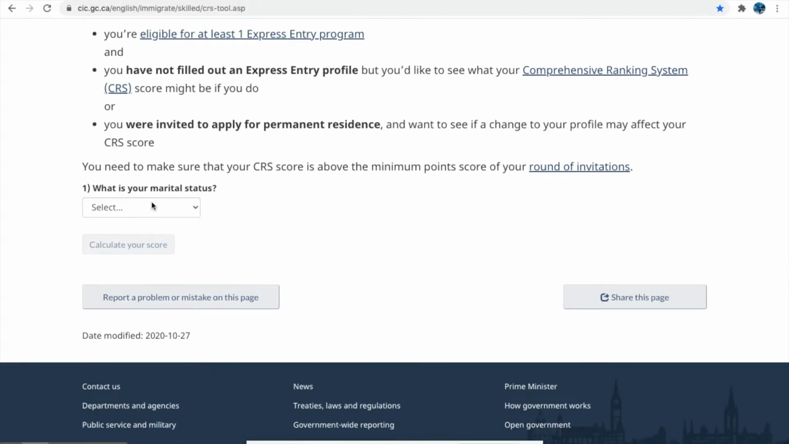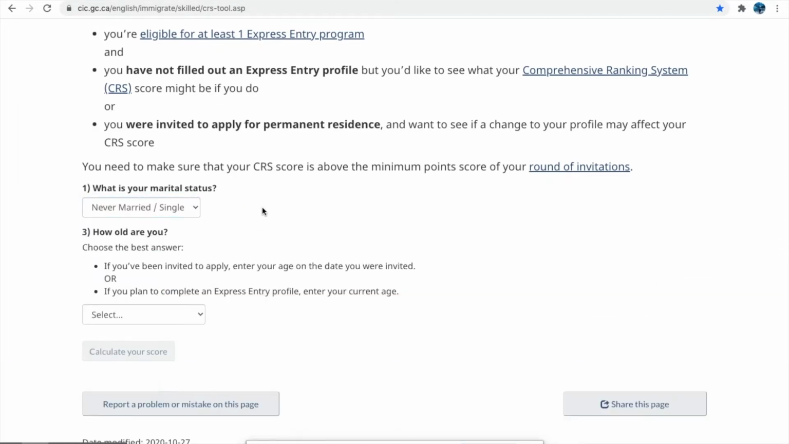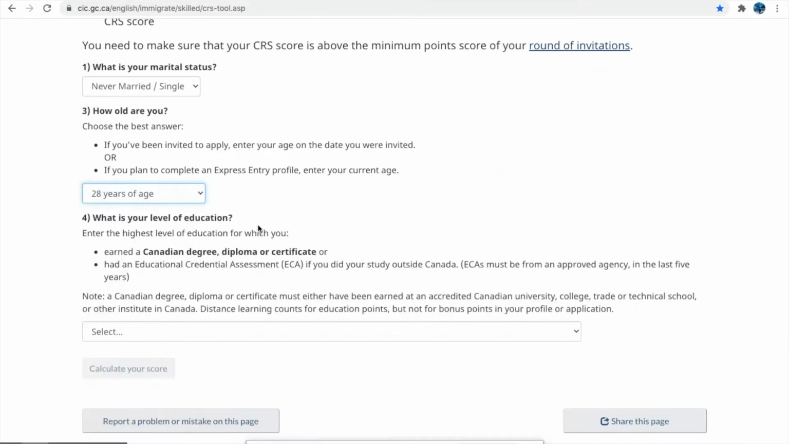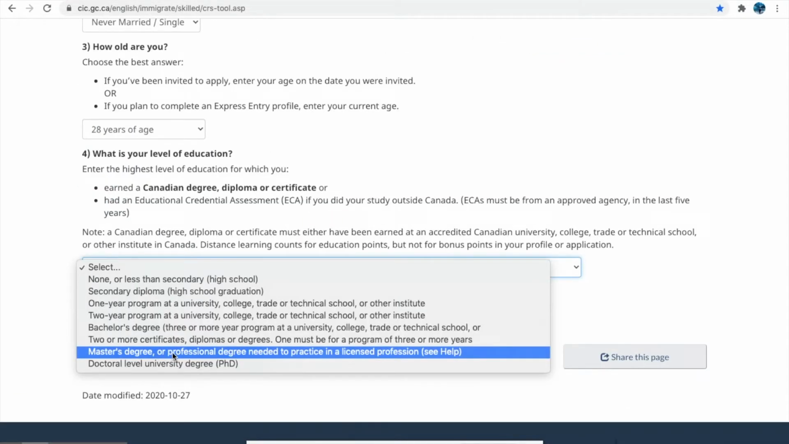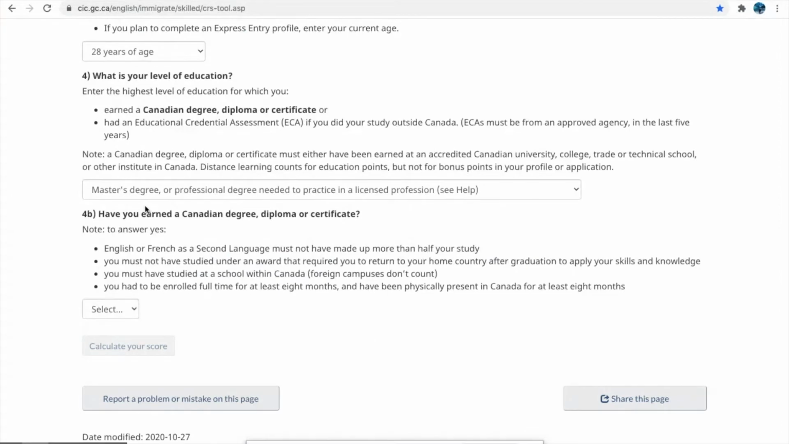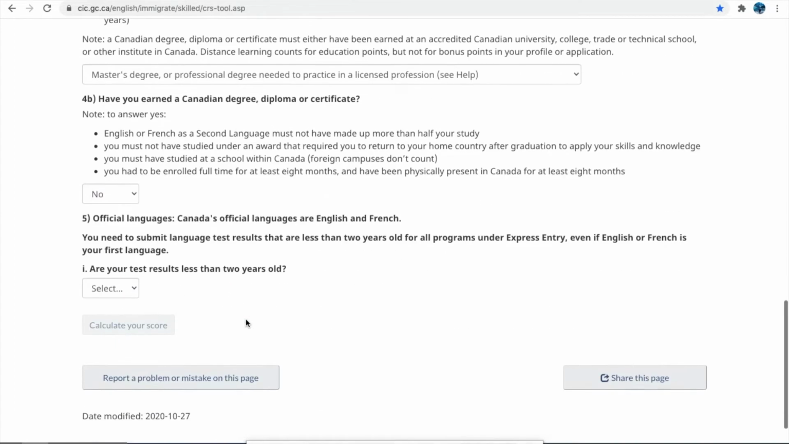Now let's talk about how to actually calculate CRS. There are multiple websites available over the internet, but I always recommend using the official CRS calculator, which is available on the CAC website. I will post a link of that in the video description. Now, to understand this better, I will share my computer screen and I will have to assume a hypothetical situation to calculate the score. So let's assume the person is not married, is 28 years of age, has completed a master's degree outside of Canada, and doesn't have any education in Canada. So we'll select no for that.